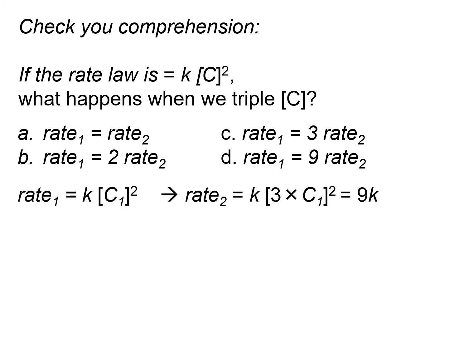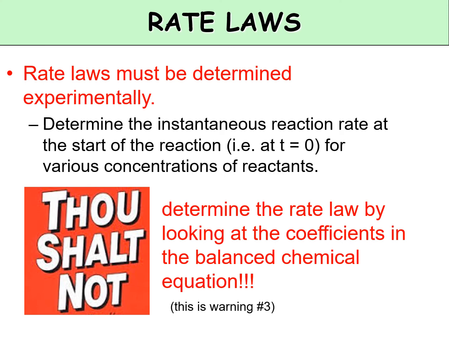Okay, so time to see what happens. If the first concentration was, let's say, 1, and then it becomes 3, 3 to the second power is 9. So the new rate is going to be 9 times the rate that you had before. So finally, the really important point is that the rate law needs to be determined experimentally. Normally, you cannot look at the coefficients in the balanced equation to figure out what m and n are.